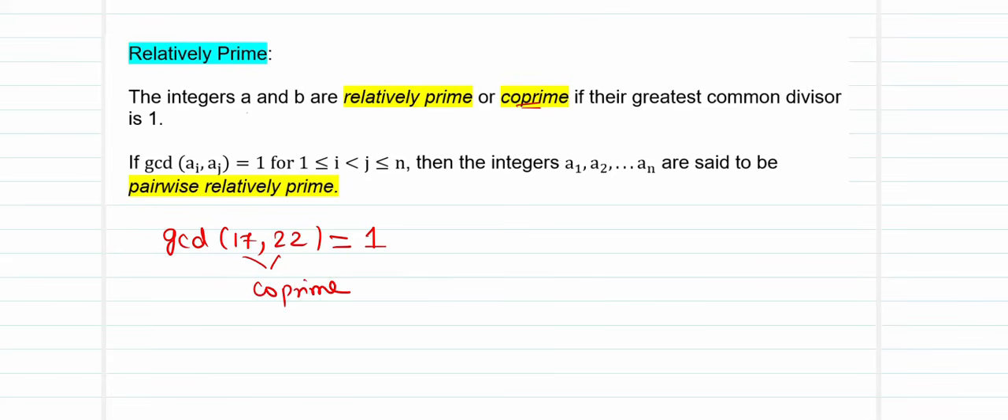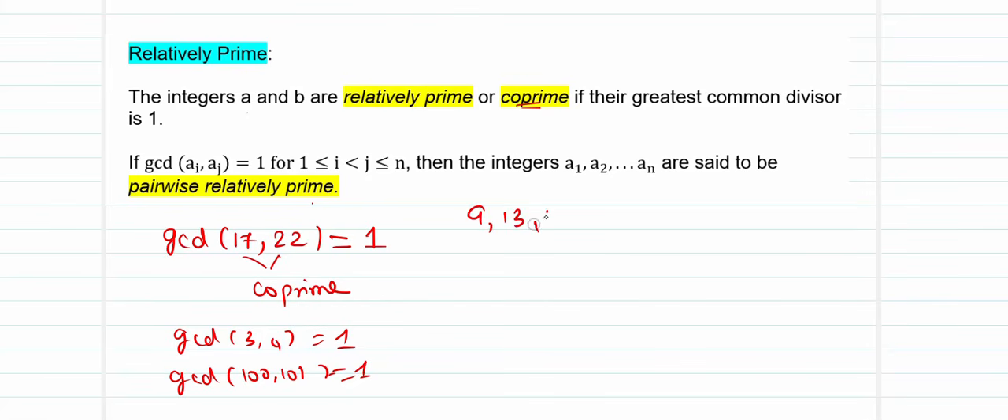And we can see that consecutive integers are always co-prime. Like GCD of 3, 4 is always 1. GCD of 100, 101 is always 1. So whenever you take two consecutive integers, the GCD is always 1. Now coming to the case where you call it pairwise relatively prime. What is meant by pairwise relatively prime? If the values are relatively prime for any combination of pairs you take, then you call it pairwise relatively prime. Let us consider the example for the integers 9, 13, 25.